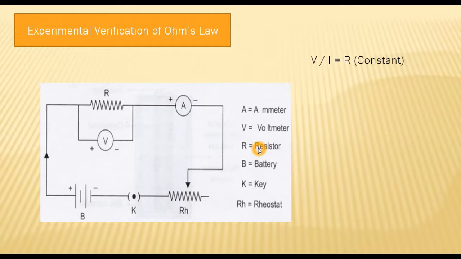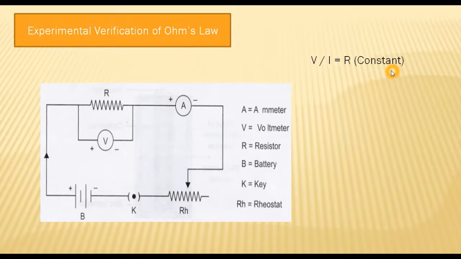Now comes the experimental verification of Ohm's law. That is, if we can show that for a given conductor, say a piece of resistance wire, the ratio of potential difference and current is constant, then Ohm's law will get verified. Alternately, we can draw a graph between potential difference and current, and if this graph is a straight line, even then Ohm's law still gets verified. So let's see how this is done in the laboratory.